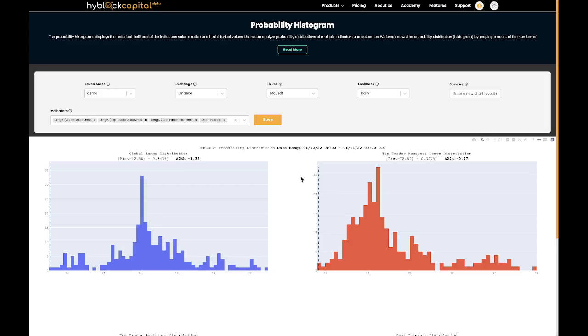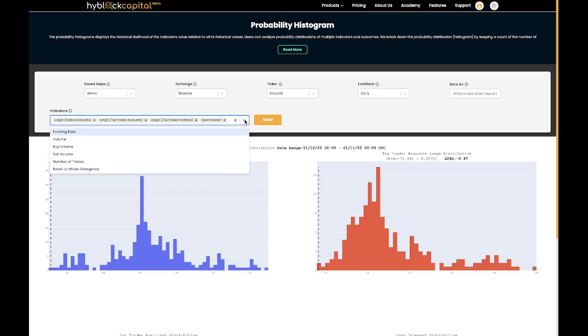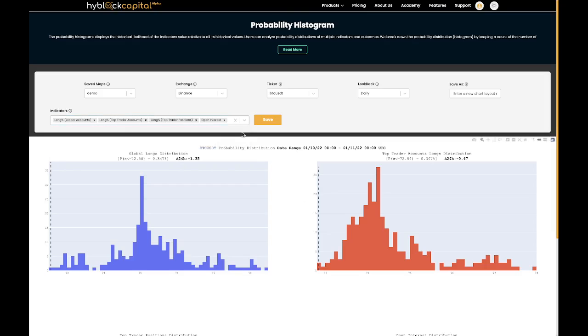So to get started, on my screen you can see various different histogram charts. Each graph represents the probability distribution of the selected indicator relative to its historical values. The indicator can be selected from the top of the screen. We support various different indicators for this tool. Other parameters that you can change are the exchange, the ticker, the lookback period, as well as the ability to save the charts down for future reference.